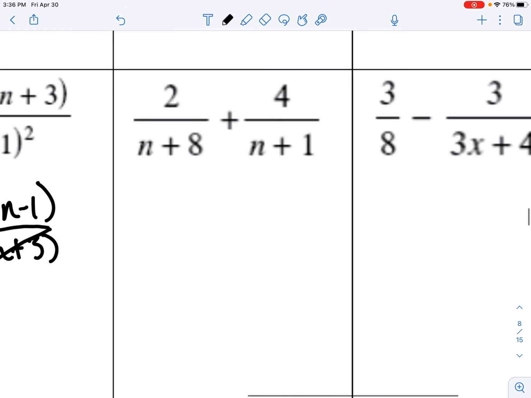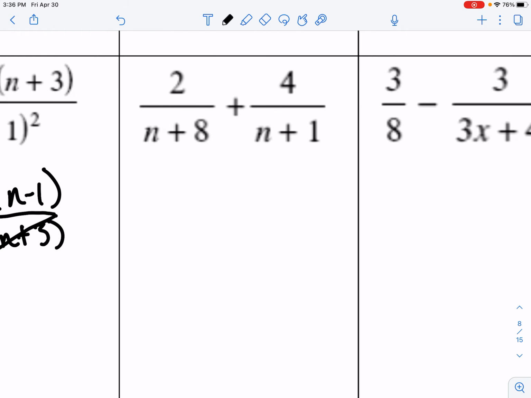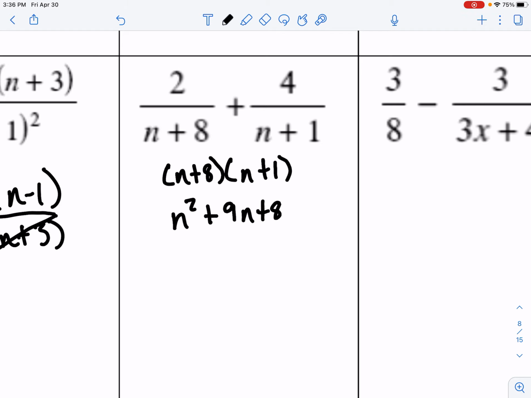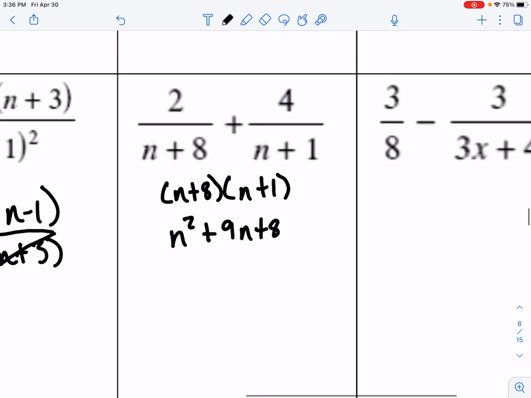Again, I'll do it one more time. Find common denominators by multiplying the bottom. Again, I still use the box method. I just did it really fast. I'm going to multiply the 2 by n plus 1. Multiply the 4 by n plus 8.